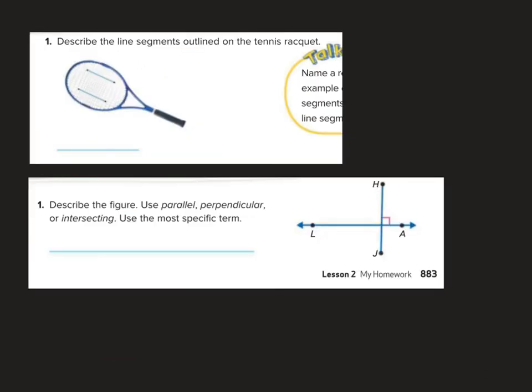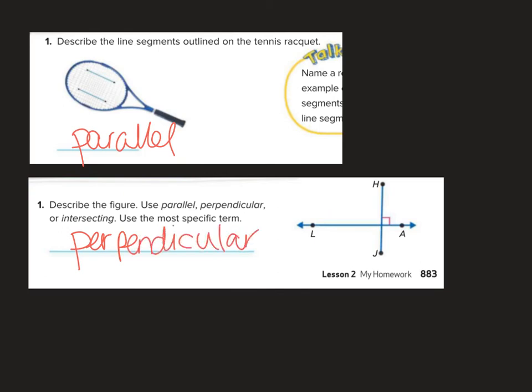Describe the line segments outline. So parallel, right? They're equidistant apart. Okay, these lines are perpendicular, P-E-R-P-E-N-D-I-C-U-L-A-R, because they cross at 90-degree angles.